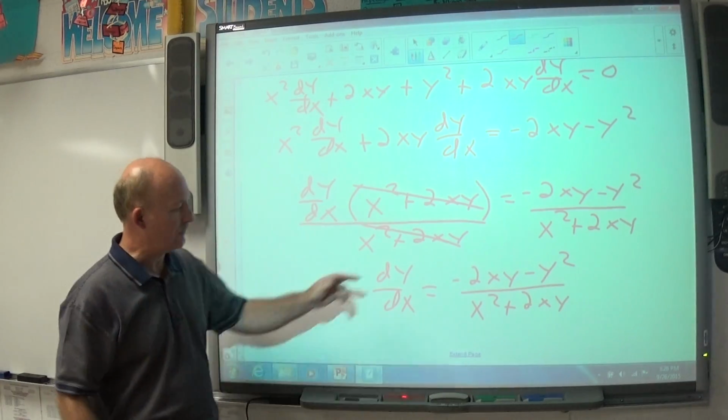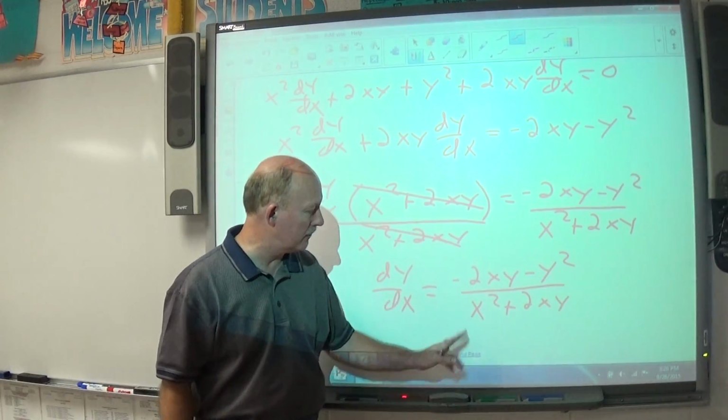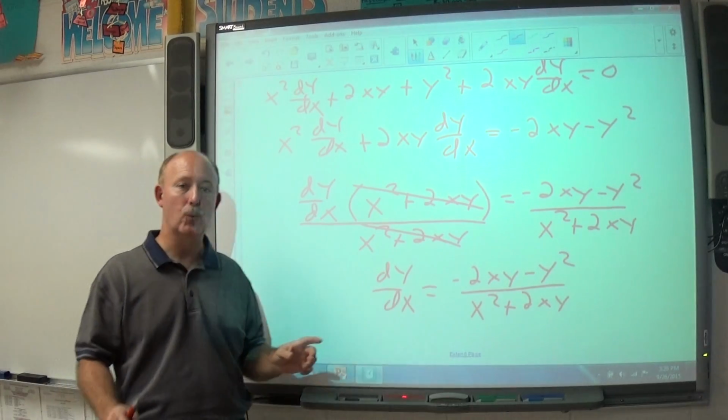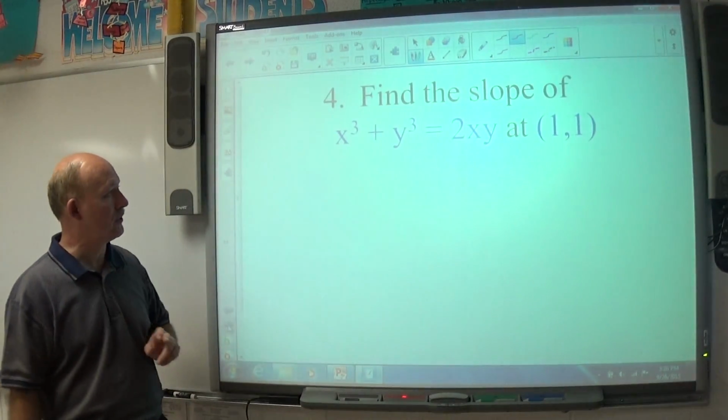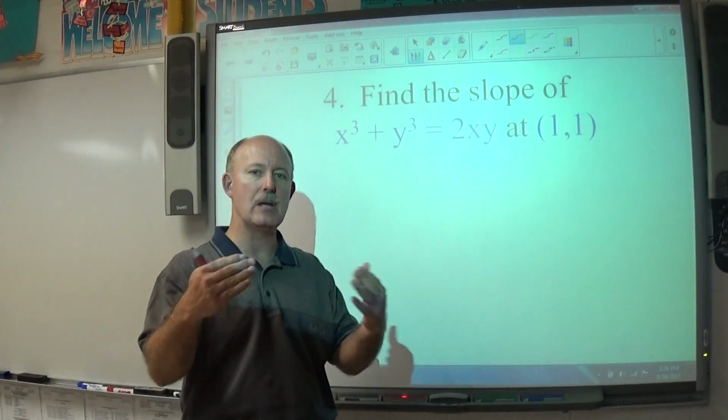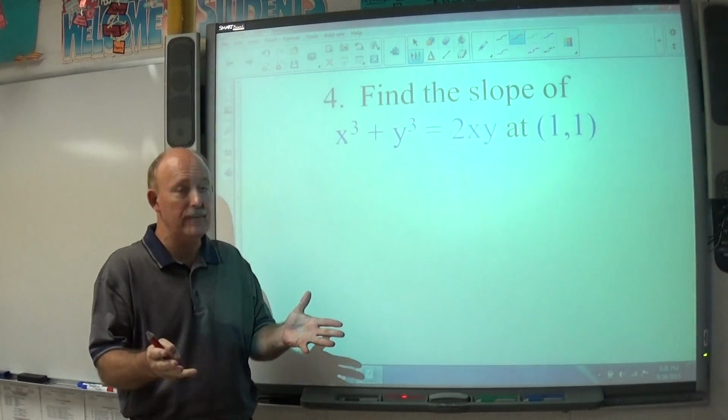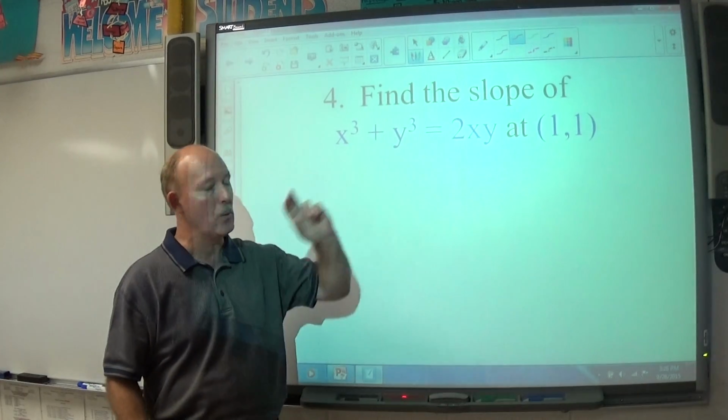So this is our derivative here: negative 2xy minus y squared divided by x squared plus 2xy. So let's try another example, example number 4. Let's take this a step further. We're not just going to find the derivative, we're going to find the slope at the point (1, 1).